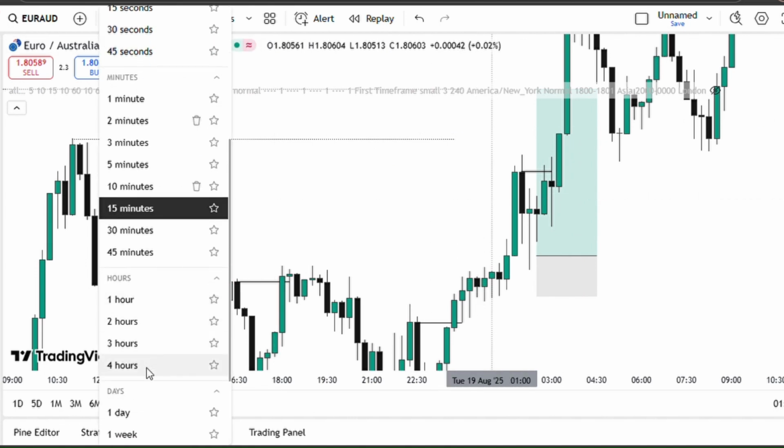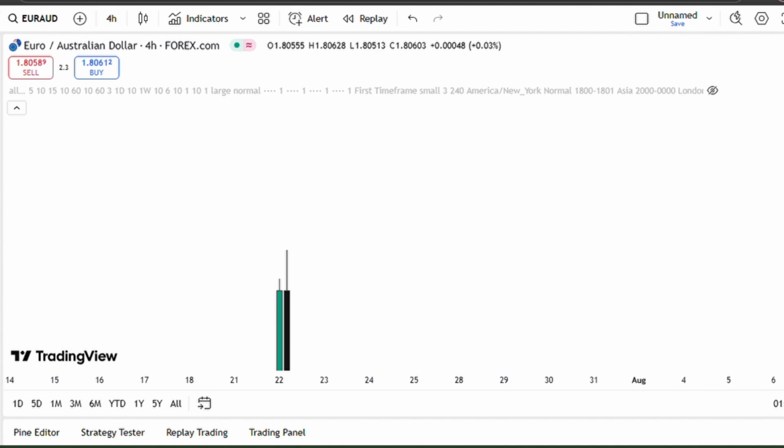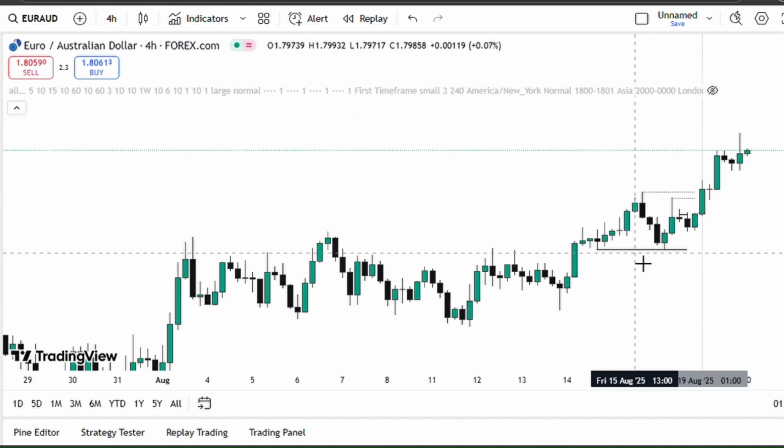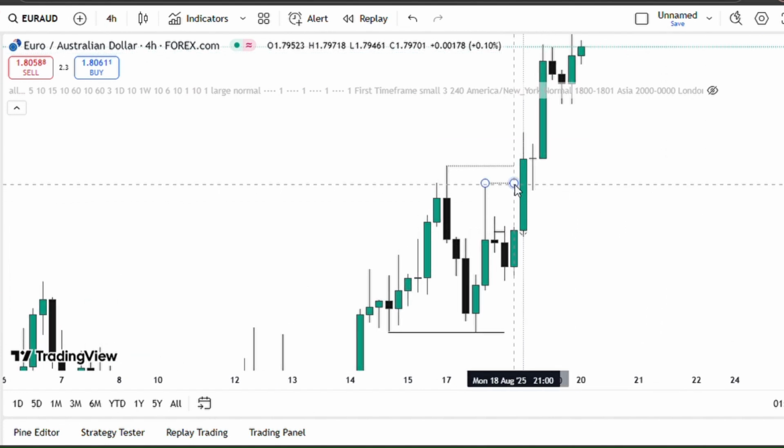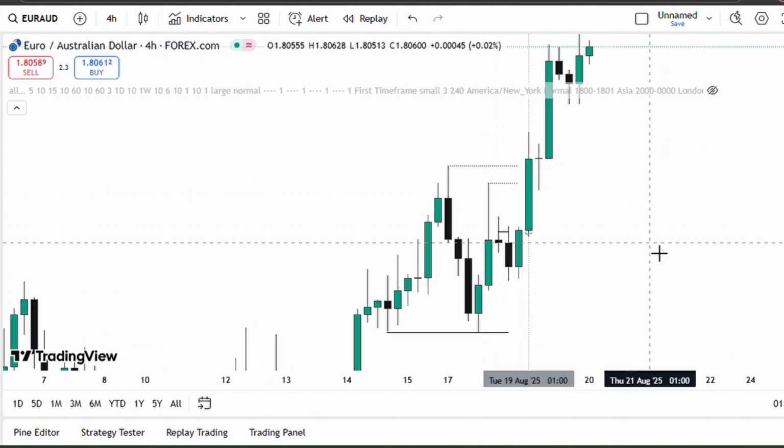If I talk about a 4-hour liquidity, let's go to the 4-hour time frame. Let's look at the liquidity. Do you get it? So I took partials here, and this was my full TP.